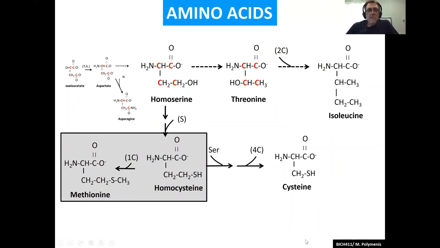From homocysteine, this is a key intermediate because, as I said previously, you can go to methionine, or you can go to cysteine. These are the two sulfur-containing amino acids in proteins, cysteine and methionine.